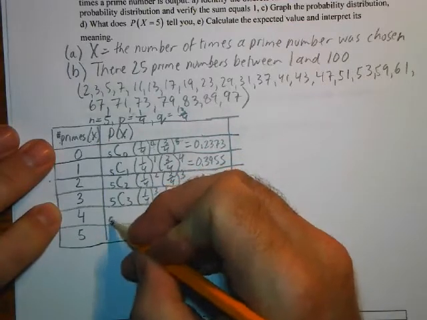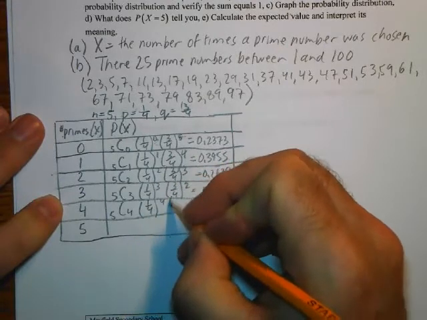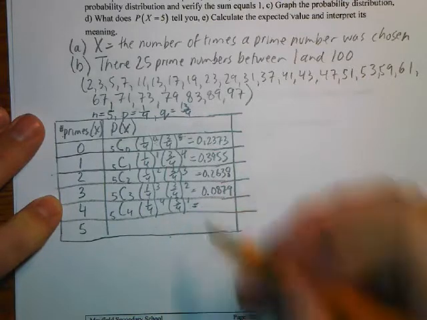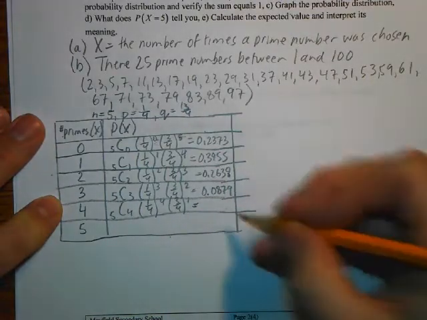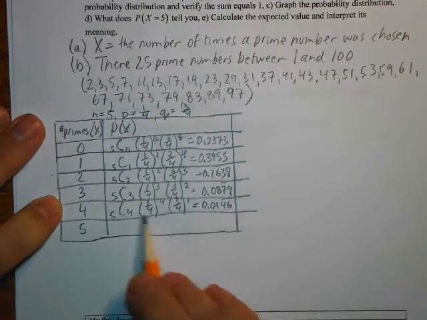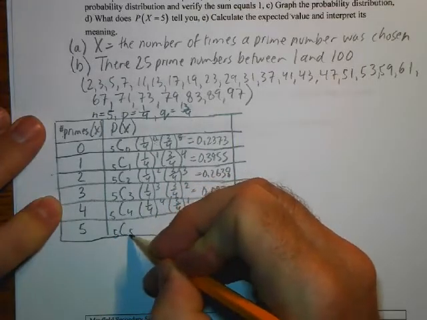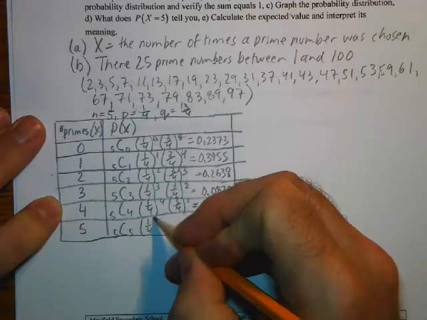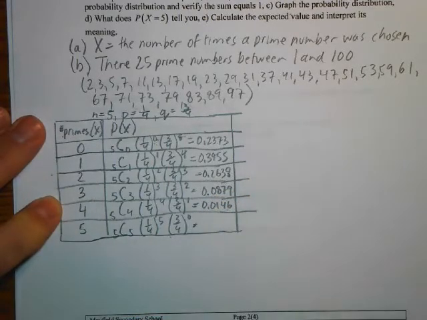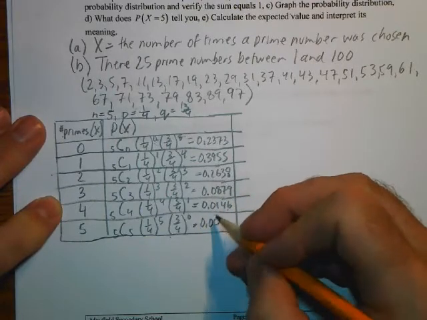So this would be 5 choose 4, 1/4 to the power 4, 3/4 to the power 1. Okay, 4 plus 1 is 5. That's equal to 0.0146, so getting quite low, but 1% of the time that's what happened. And then all 5 of them being prime, 5 choose 5 times 1/4 to the power 5, 3/4 to the power 0, and that is equal to a very small 0.0010.